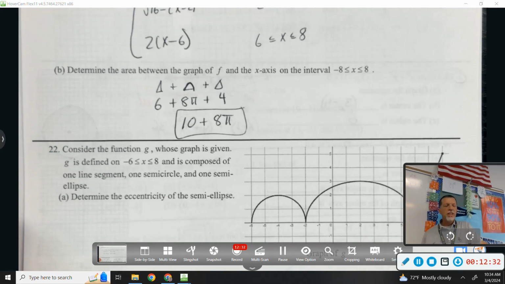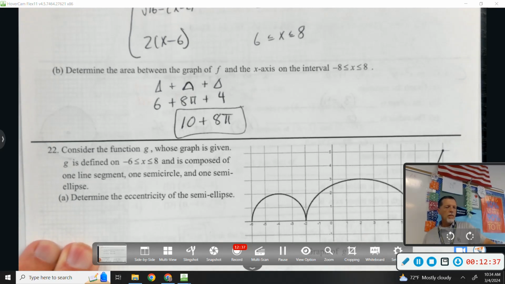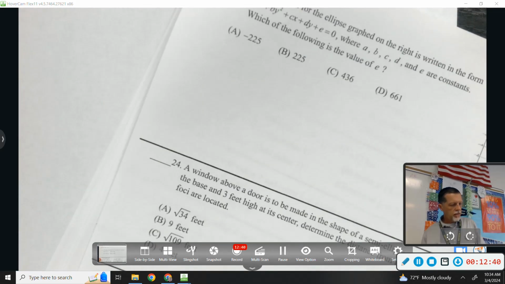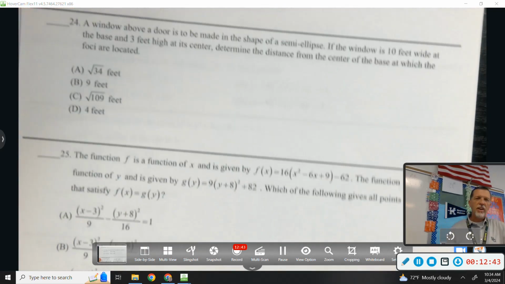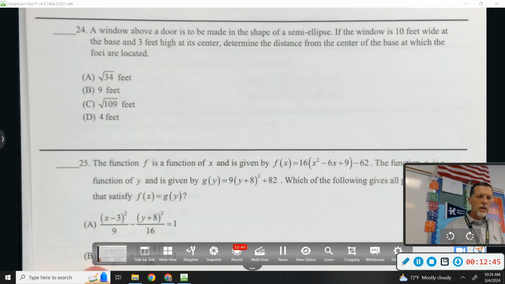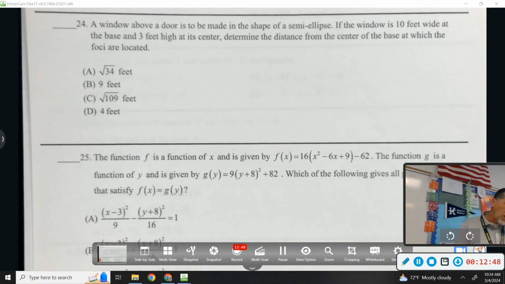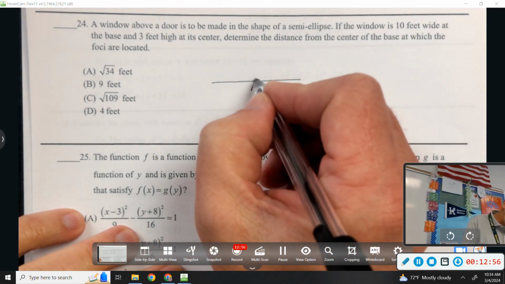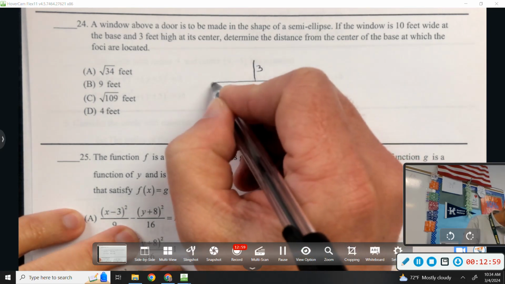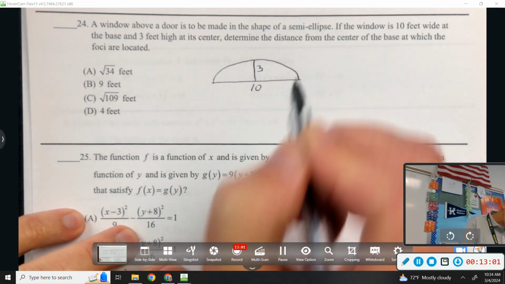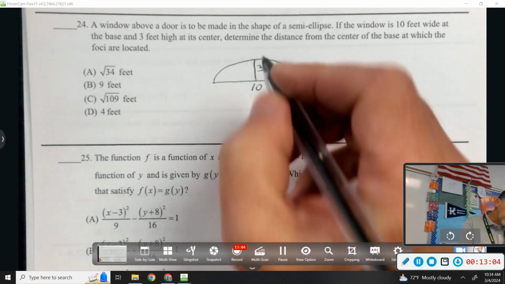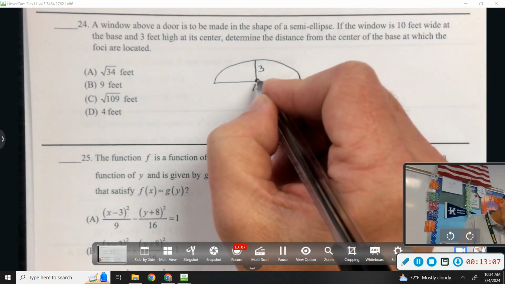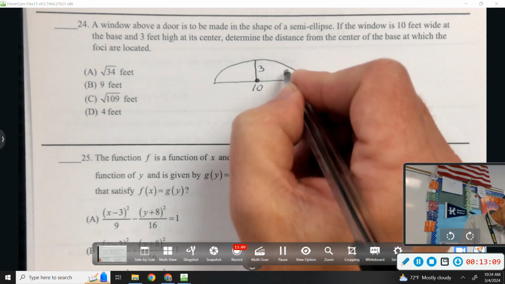And again, you will see an area under the curve problem on the test on Thursday. Next, number 24. Next and final for this video anyway. A window above a door is to be made in the shape of a semi-ellipse. If the window is 10 feet wide at the base and 3 feet high at its center, determine the distance from the center of the base to the focus, to the foci.